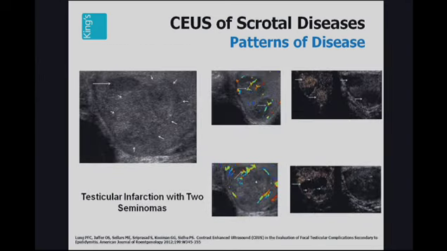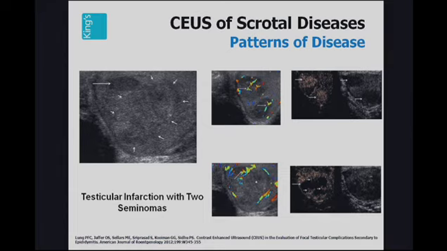Let me illustrate this with a single case. This is a young man who presented with acute scrotal pain. There were 3 lesions seen in the testes. One was an area of mixed reflectivity, larger than the other 2, with no color Doppler flow. The other 2 lesions were of lower uniform reflectivity with some color Doppler flow.